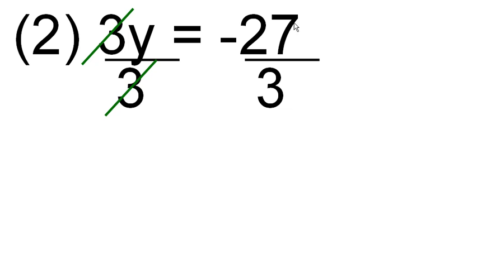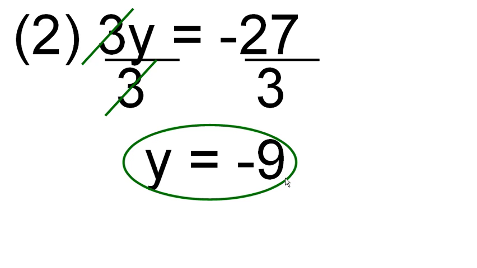Now here, again, I'm going to look at my number part, and then I'm going to look at the sign part. So the number part is 27 divided by 3. That's just 9. And then the sign part is a negative divided by a positive, or you can just think of that negative as staying in front. And so we will end up with y equals negative 9 as our solution to this equation. So again, if I put that back into here, I'd have 3 times negative 9 equals negative 27. That's true. So I'm looking for the value that's going to make this equation true.